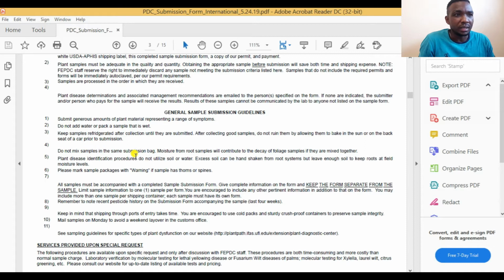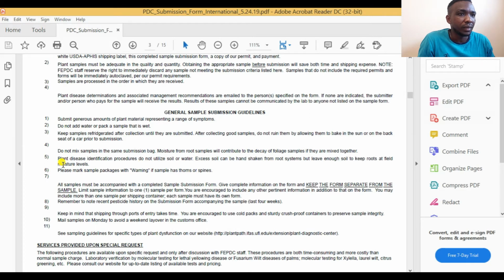Do not mix samples in the same submission bag. Moisture from root samples will contribute to the decay of foliage samples if they are mixed together. Right. So what they are saying there is one plant can affect the other in terms of moisture.